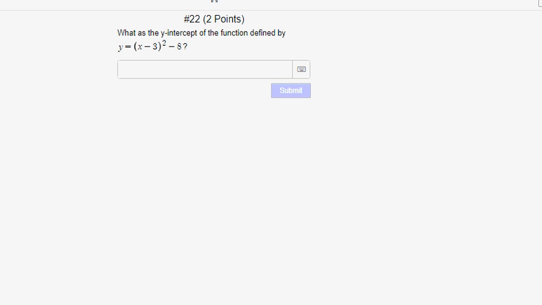Hey, I changed this one. The y-intercept of this function. Okay. We know the y-intercept again is f of 0. So we're looking at 0 minus 3 squared minus 8. That is -3 squared minus 8. So now we have 9 minus 8 equals 1.